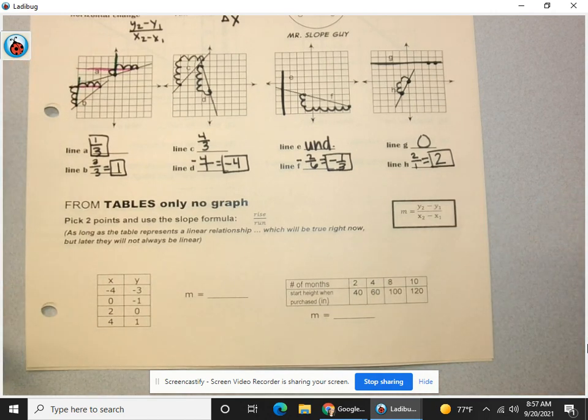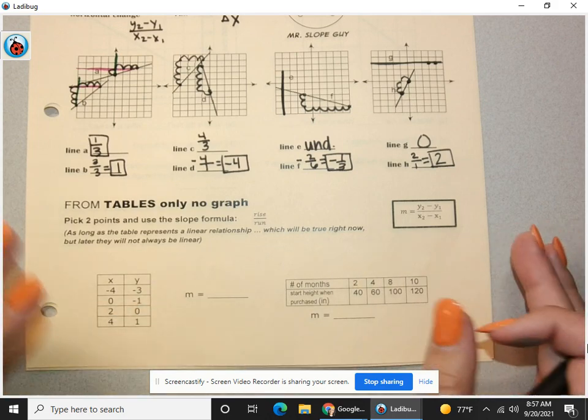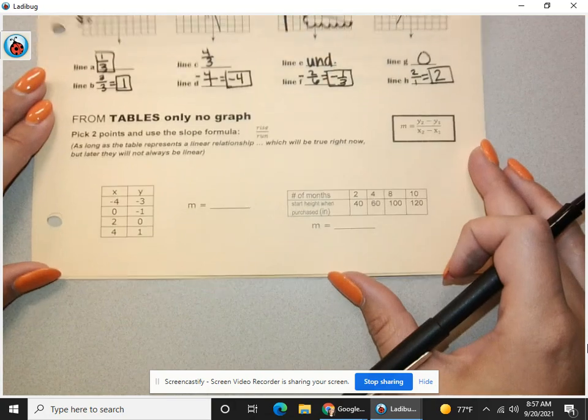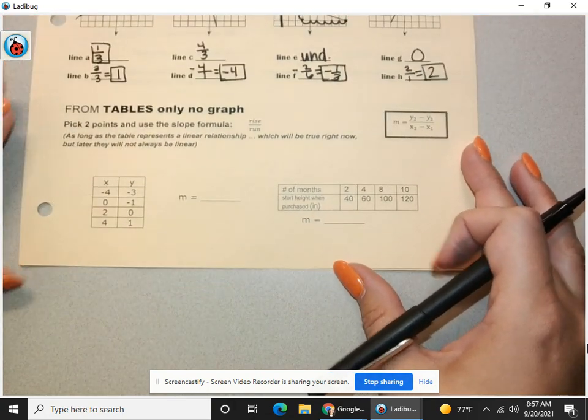Okay, now you could have gotten, you rise 4 and then you run 2, okay? That works the same way. Any questions over how to find a slope from a graph? Okay, so let's look at how to find a slope from a table.